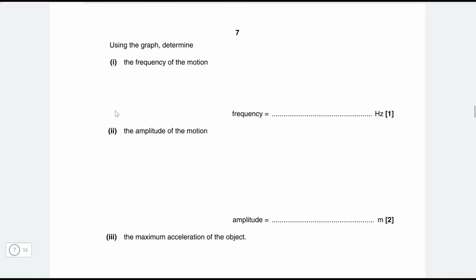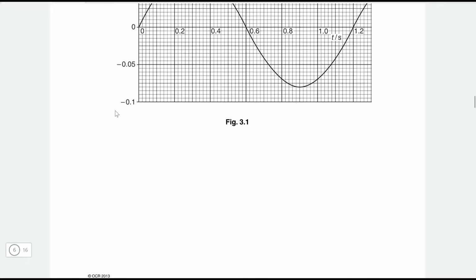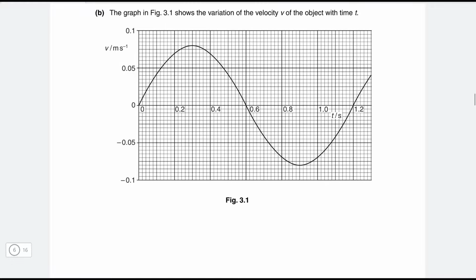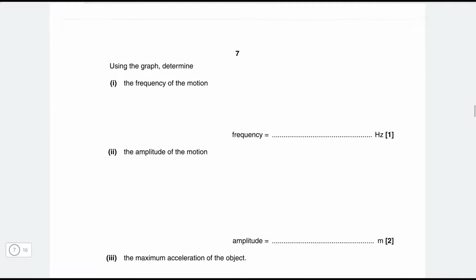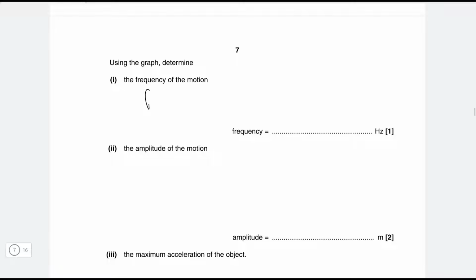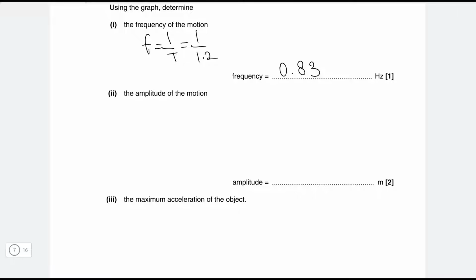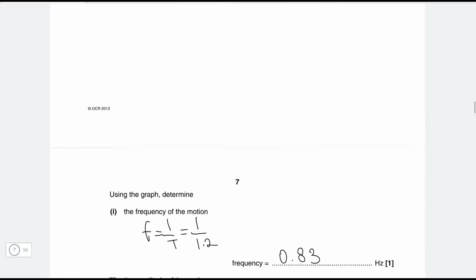Check out the units. We have meters per second and seconds on the x-axis. Use the graph to determine the frequency of the motion. Well, the frequency can be found by the time period, and we can see that the time period will be 1.2 seconds. So the frequency will just be 1 over the time period, which is 1 over 1.2, which is about 0.83 hertz. Okay, now how can we figure out the amplitude of the motion?